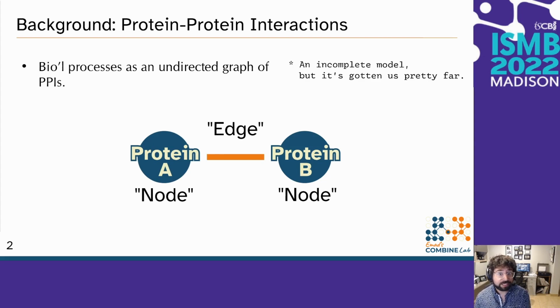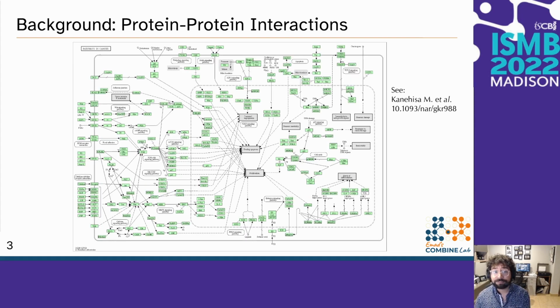It can be useful to think of biological processes as an undirected graph of protein-protein interactions, or PPIs. It's an incomplete model, of course. There are plenty of other macromolecules and factors that make up these biological processes, but these assumptions have historically gotten us pretty far. So to think of PPIs as an undirected graph, simply think of proteins as nodes in the graph, and the interaction between proteins as edges between these nodes.